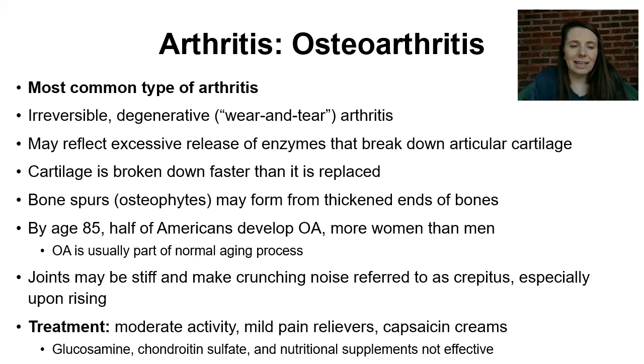And this can lead to bone spurs, which are called osteophytes, being formed on the thicker ends of bones. And interestingly, by the age of 85, half of the Americans in the U.S. will develop osteoarthritis, and more women than men will develop osteoarthritis because of hormonal reasons. But osteoarthritis is part of the normal aging process.